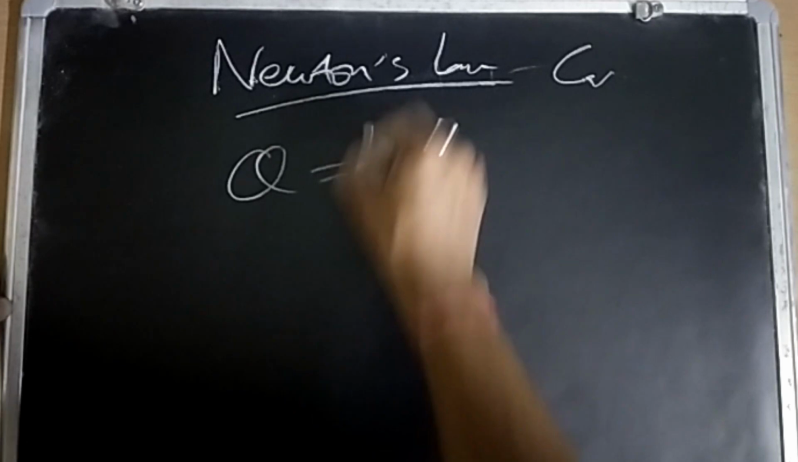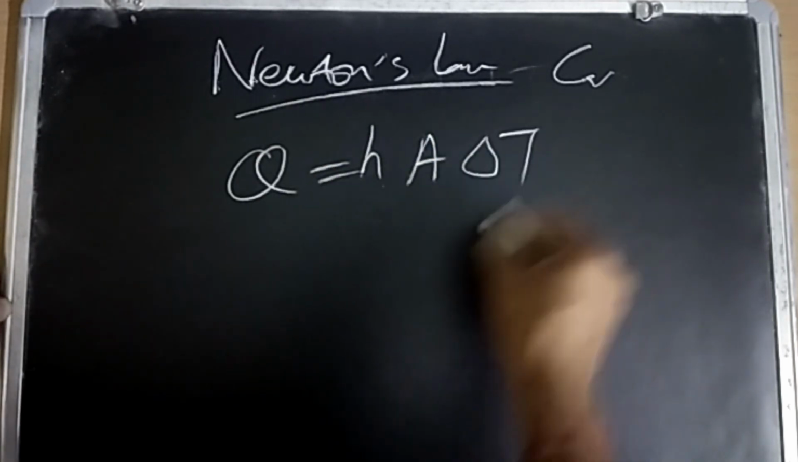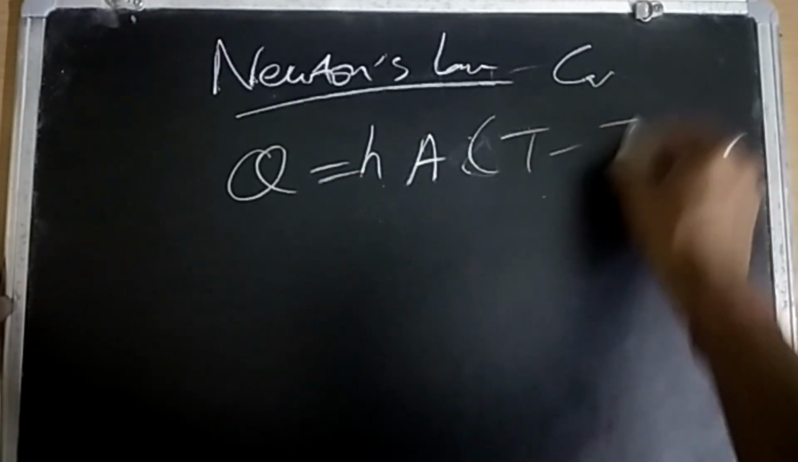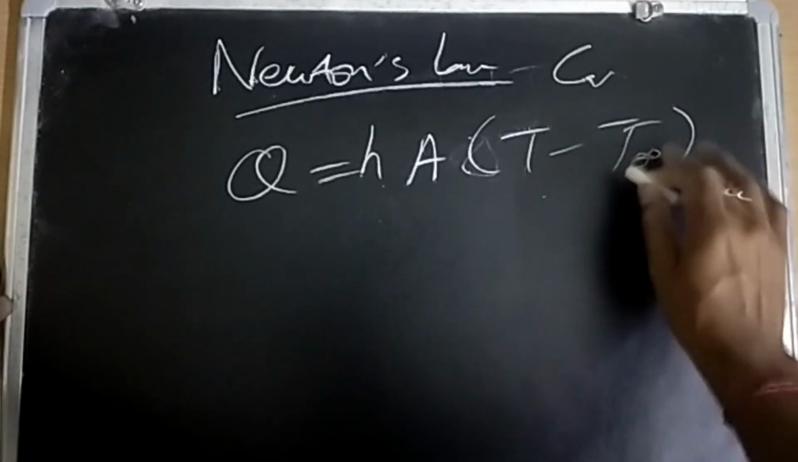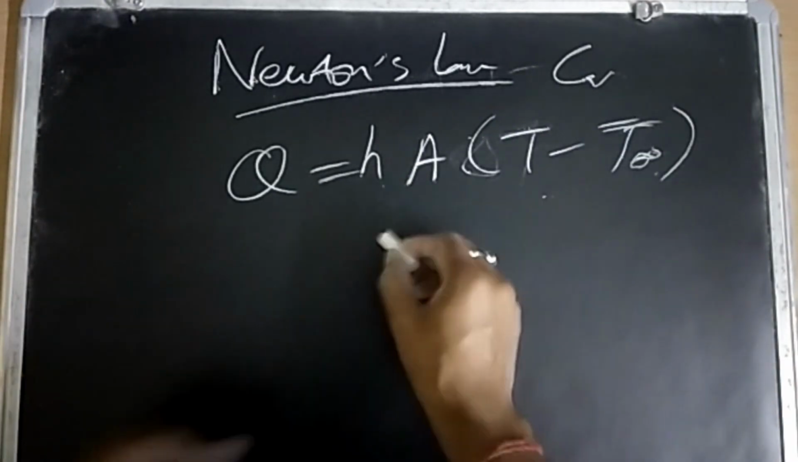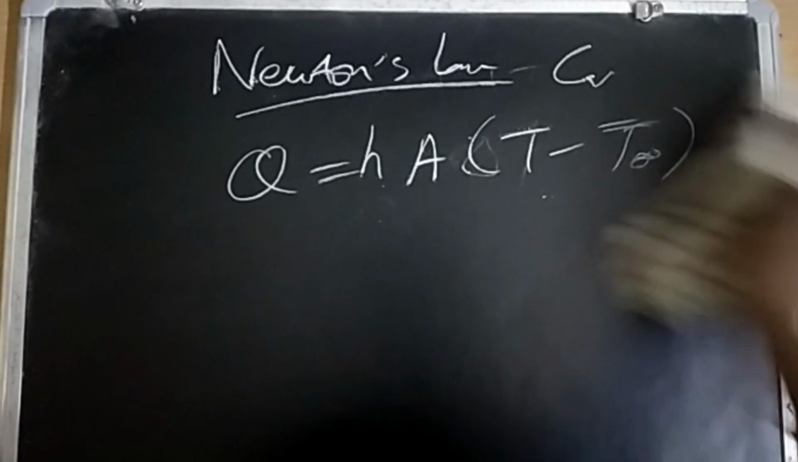So next, Newton's law of cooling. This states the same convection term, hA delta T, where delta T here is T minus T environment, which I will write as T infinity. And here the resistance is 1 upon hA.